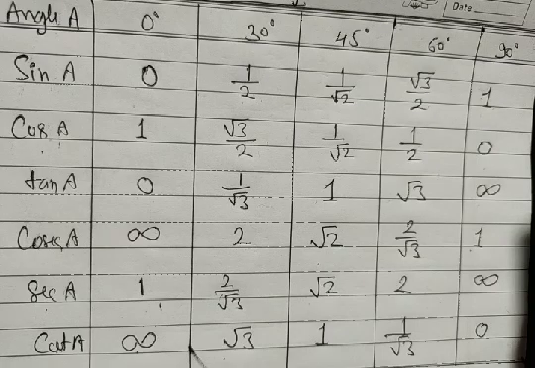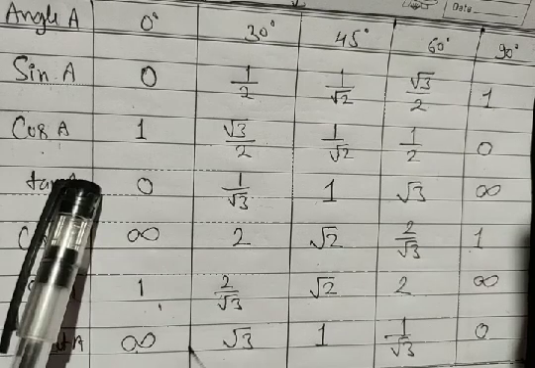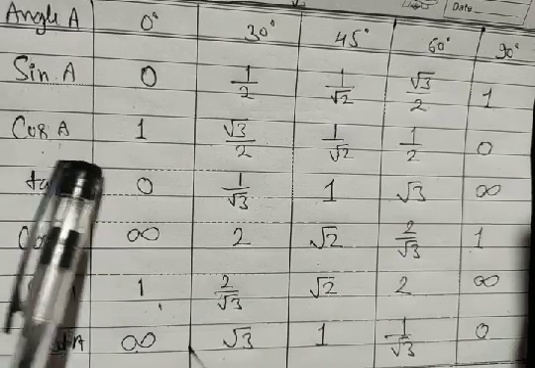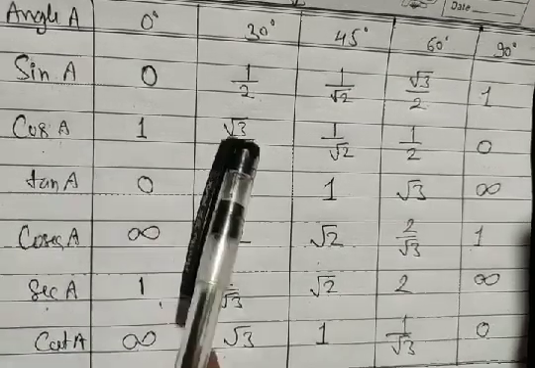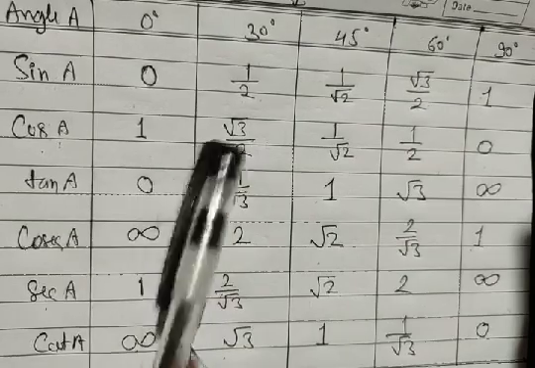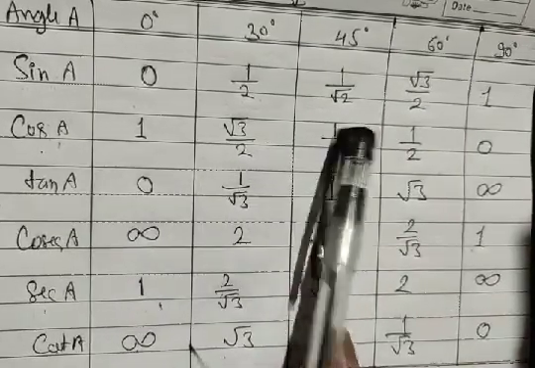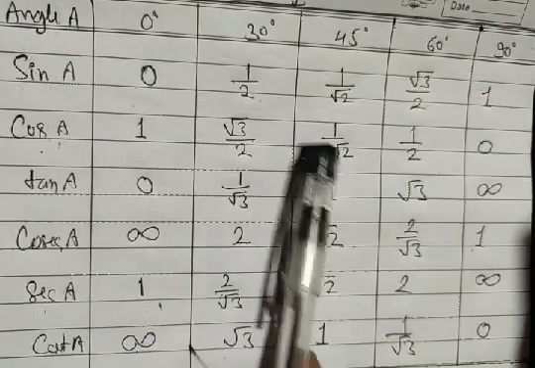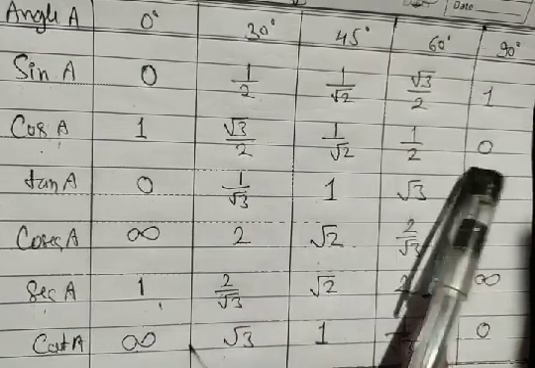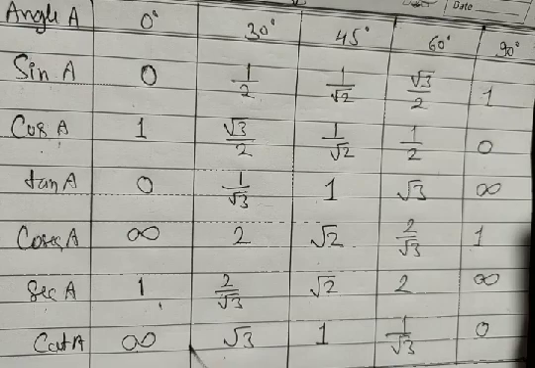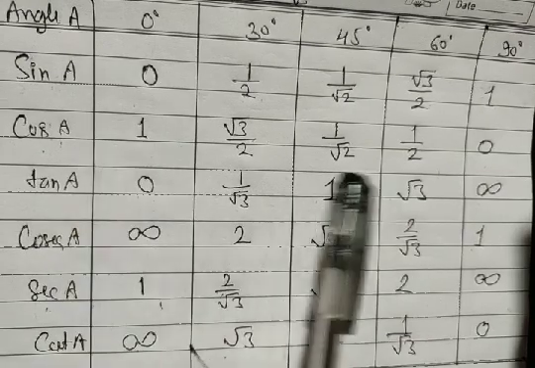If we look at our cos table, we see here root 3 by 2, 1.73 divided by 2, a value less than 1. 1 by root 2, 1 divided by 1.414, its value is less than root 3 by 2. Then 1 by 2, 0.5, and then 0. What we see here is that when our A increases from 0 to 90 degrees, cos decreases from 1 to 0.